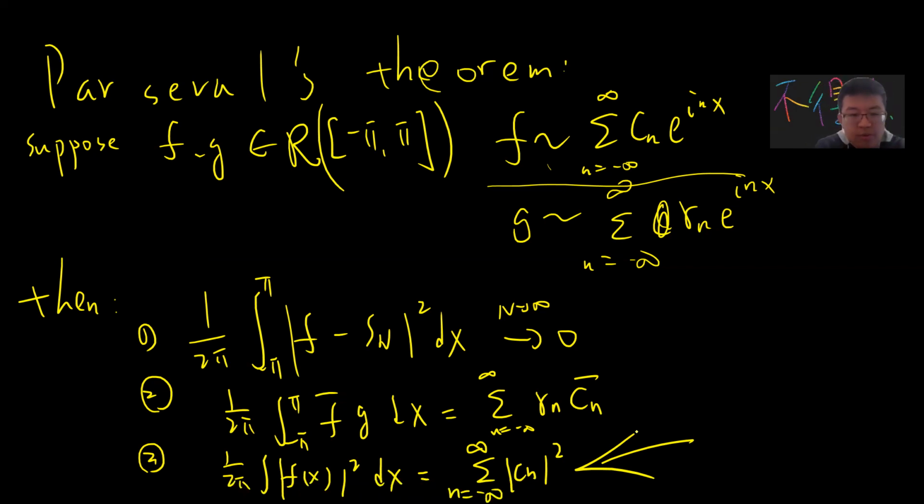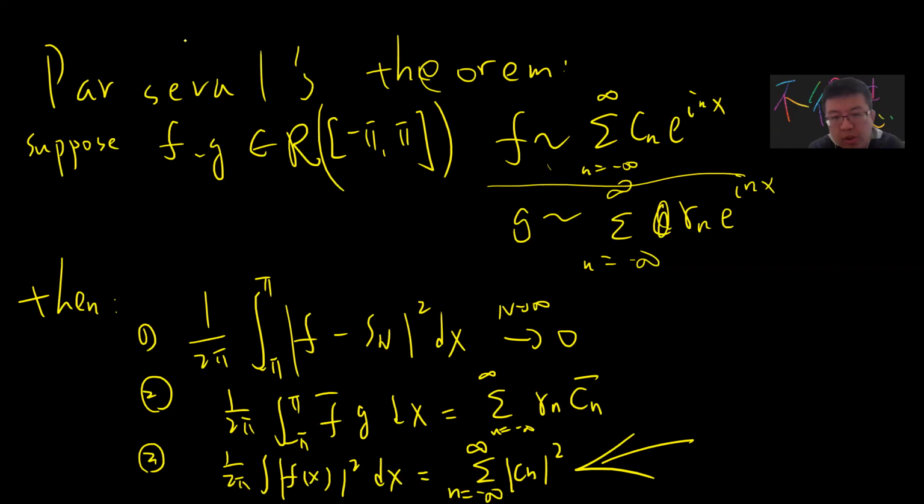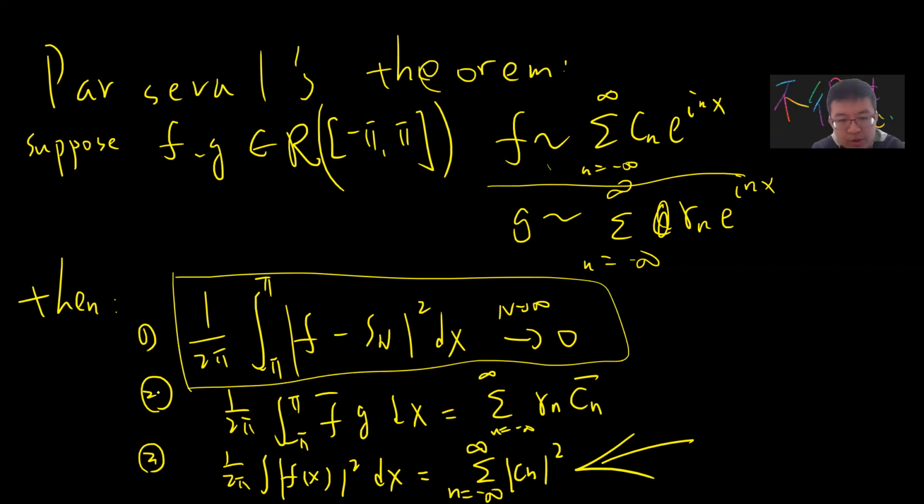Okay, so let's give it a proof. Let's define, maybe the first one. The first one should be the most non-trivial one. Okay, the integral of |f minus Sn|² dx goes to 0 as n goes to infinity.